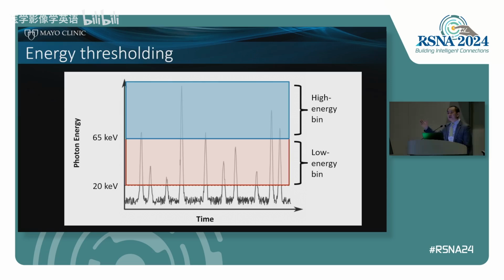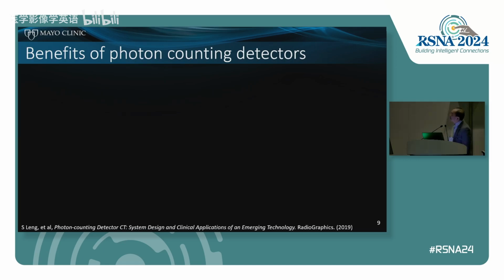We have the high energy bin. We have the low energy bin. So obviously, if we have multiple data sets, we can do more things than just one single data set. So that's photon counting, how it works. The reason we are so interested in photon counting detector and invest so much time and energy is because of the benefit it brings.